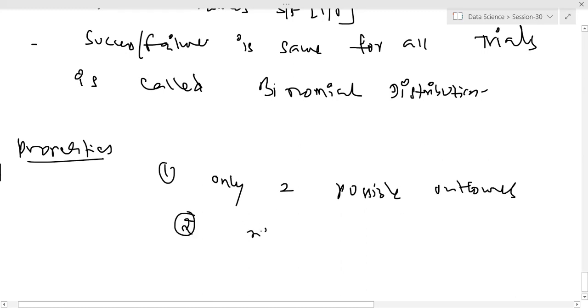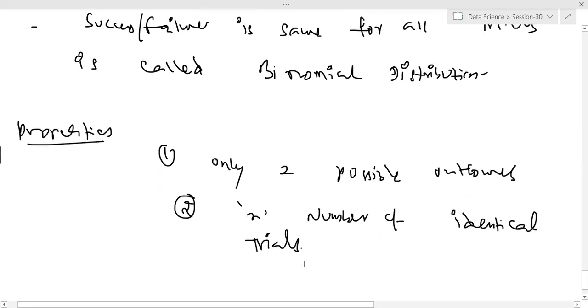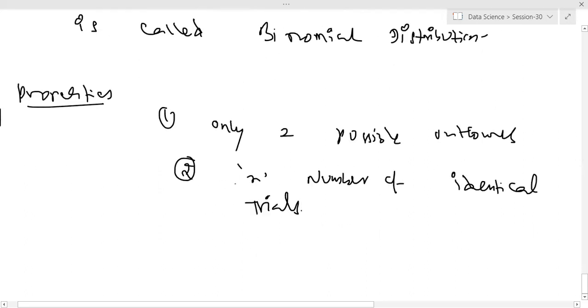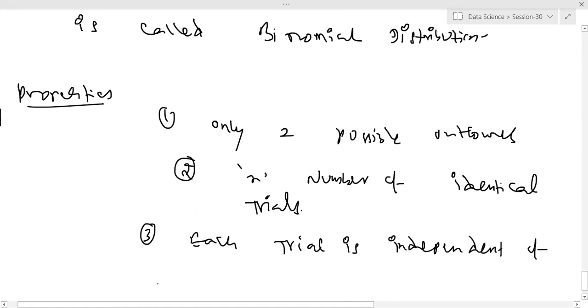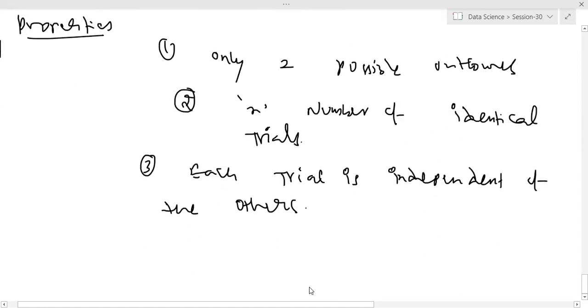Second thing, see the difference you can observe here: N number of identical trials. What do you mean by this, friends? How can it be identical trials? Yeah, definitely it is there, I'll tell you. And the third important point is each trial is independent of the others.